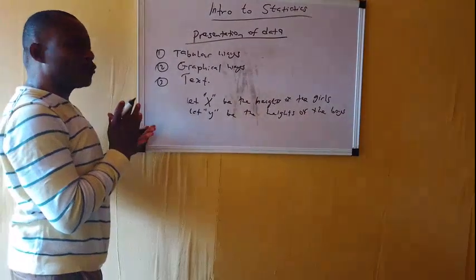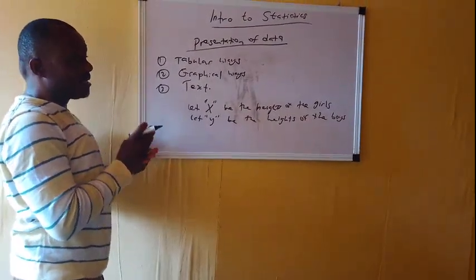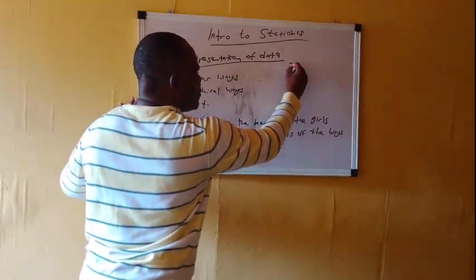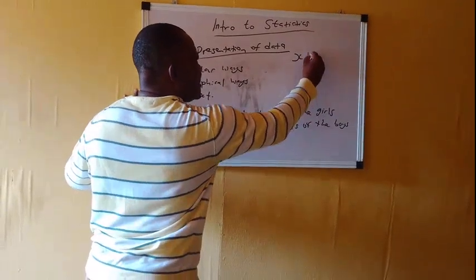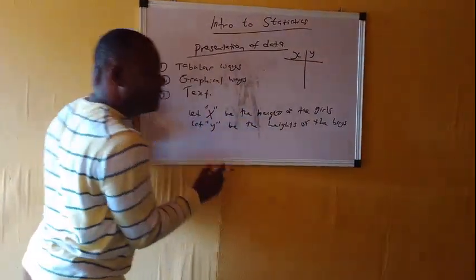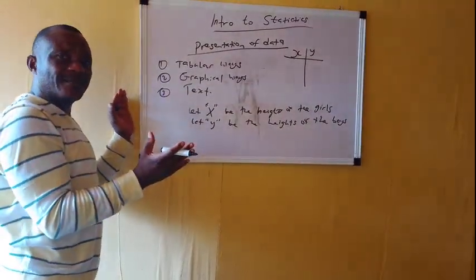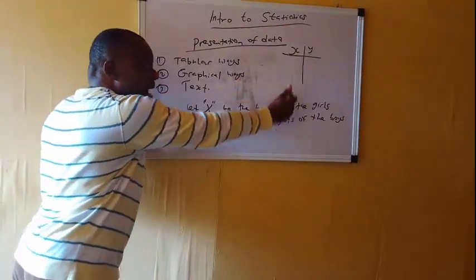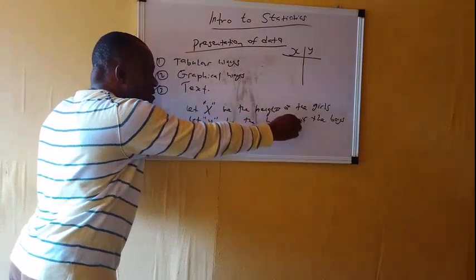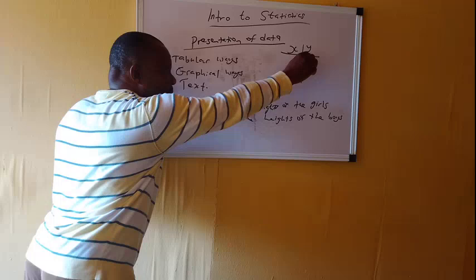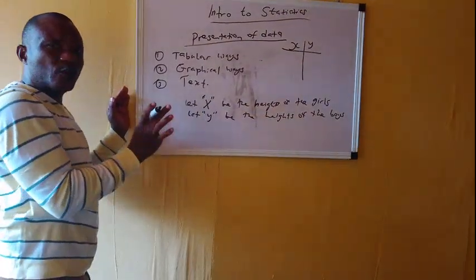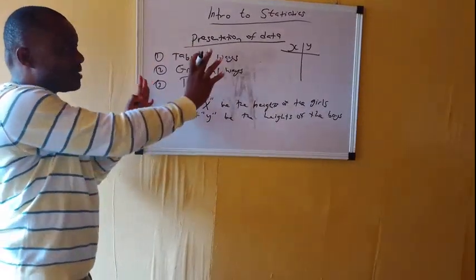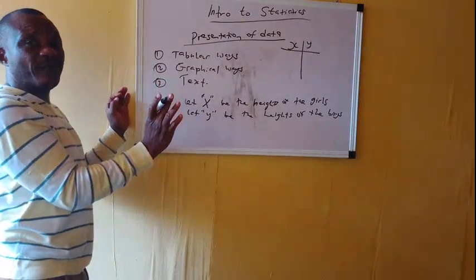Now, if you want to present the data tabularly, it's very easy. You just come and create a table. You can say this is your x and this is your y. If there are 20 students in the class, maybe 10 boys and 10 girls, you begin to record their height. X will now be the height of the girls here. Y will now be the height of the boys there. What you have gotten is a set of data. You have presented the data in tabular form.